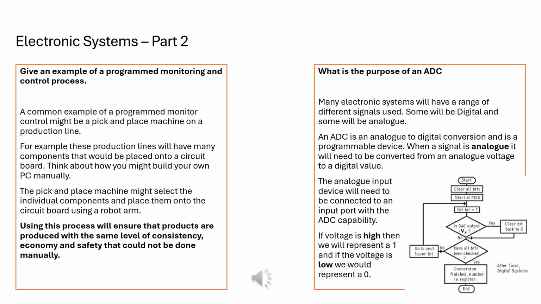device. So when the signal is analog, it will need to be converted from an analog voltage, which varies, to a digital one. The analog input device will need to be connected to an input port with an ADC capability. And what it's basically doing is, if the voltage is within a certain range that's really high, that will be represented as a 1. And if the voltage is within a low range, this would be represented as a 0. So that's how it's converting that signal from a 1 to a 0.